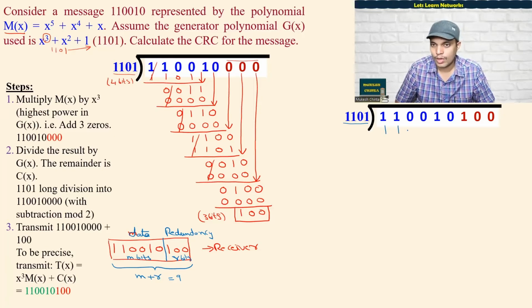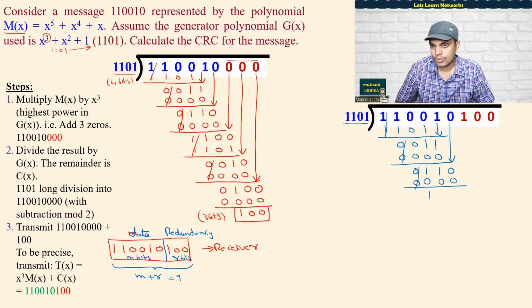So 1 1 0 1, because it's a 1 here. Remove the first element. 0 0 1. Get this down. 1. So there is a 0 here, so 0 0 0 0. Remove the first element. 0 1 1. Get this down. 0. Because it's 0 here, 0 0 0 0. Remove the first element. So 1 1 0 1. Because it's a 1 here, write down your divisor.